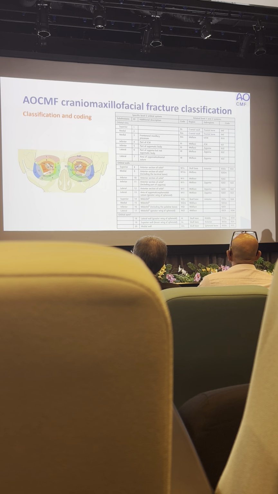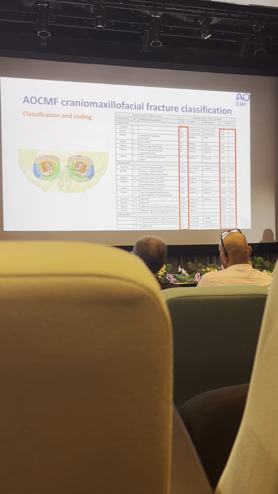Which now brings us to the actual classification and coding of this system. In the AOCMF classification, fractures of the midface, the skull base, and the cranial vault are identified with 2-digit codes. In coding the orbital fractures according to their topography, in the level 3 system, the orbital structures are identified by letters, where R stands for rim, W for wall, A for apex. And the level 3 coding provides a specific orbital fracture identification to be specified separately from the overall level 2 coding. And it's very complex.